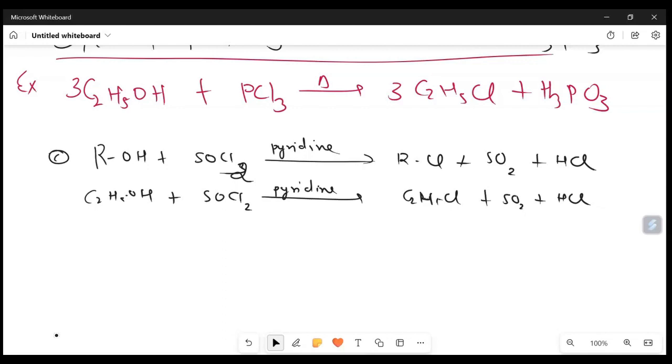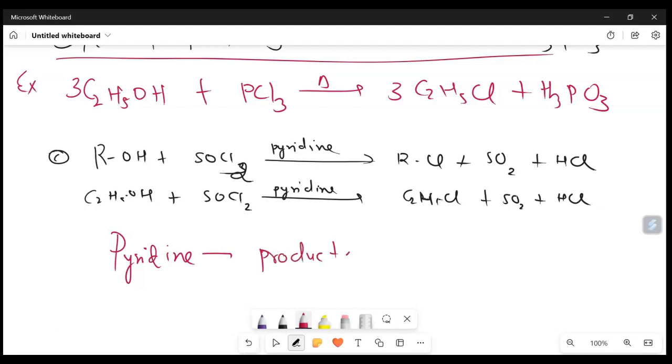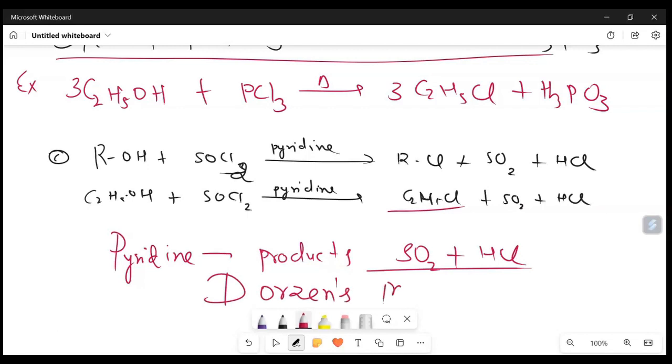Here the pyridine gives the byproducts SO2 and HCl, and it is basically a better method. So pyridine is used, and it will give the products SO2 and HCl with C2H5Cl. So this method is known as Darzens' method.